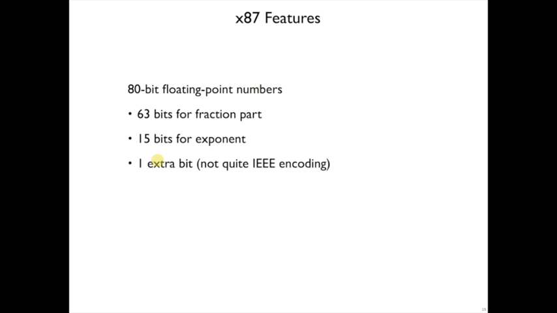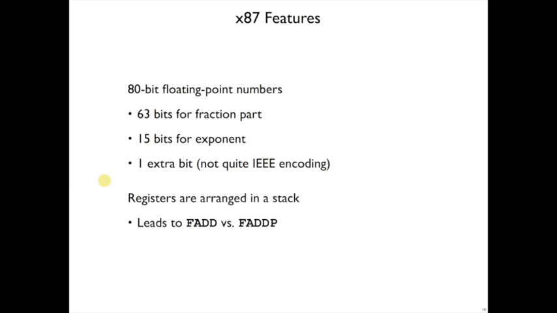And it's not quite the same encoding, because there's one extra bit that's used in a weird way. 64 bits for the fraction part, 15 bits for the exponent. So you can represent a considerably wider range of numbers using this extended precision. Another unusual feature is that the registers are not numbered 1, 2, 3. Instead, the floating point registers are arranged in a stack, and the various operations work with the topmost thing in the stack and maybe something deeper in the stack, and you push and pop onto this very short stack. It's a stack 8 deep to manipulate floating point numbers and multiply with them.